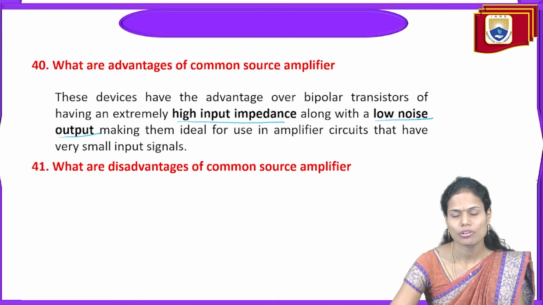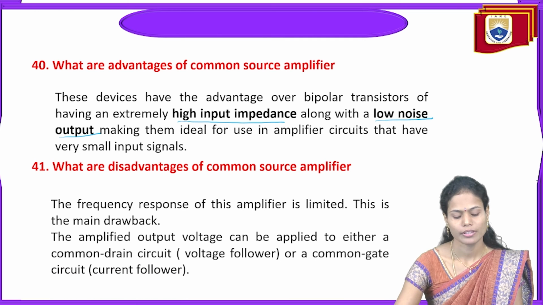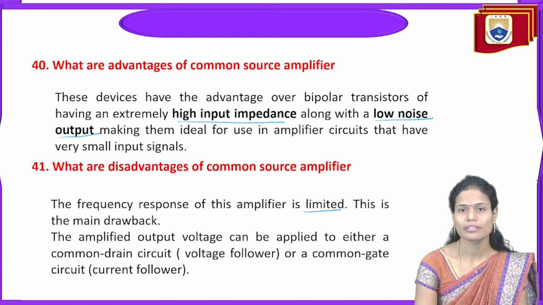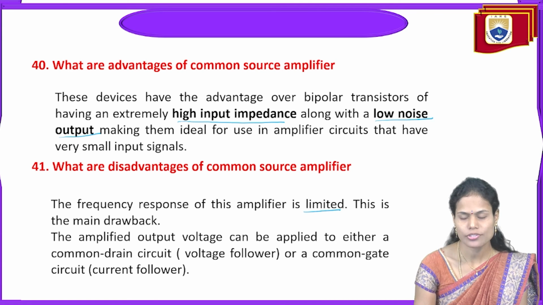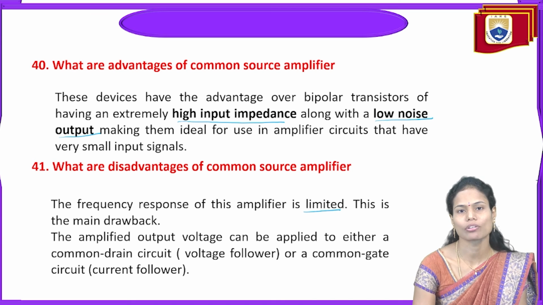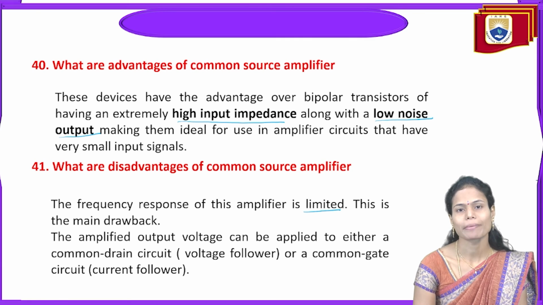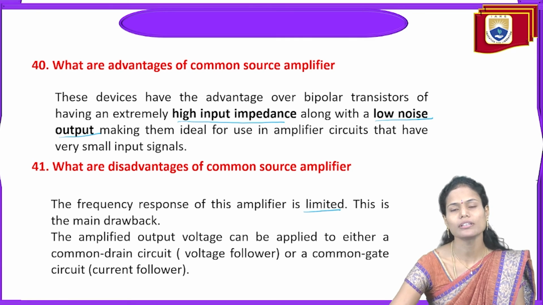And what are the disadvantages of the common source amplifier? The frequency response of this common source amplifier is very low, that is, limited. This is the major drawback of the common source amplifier. And the amplified output voltage can be applied to either a common drain circuit or a common gate circuit. Directly, we cannot drive the output of the common source to any practical application. By utilizing other configurations, that may be the common drain or common gate amplifiers only, we can apply the output of this to practical applications. That is also one of the drawbacks of the common source amplifier.